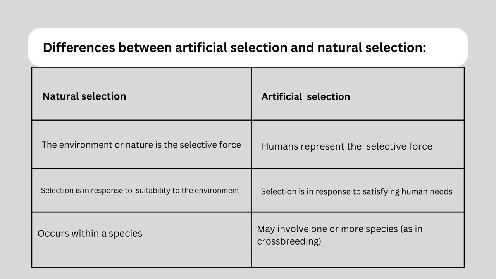Differences between artificial selection and natural selection. Natural selection: the environment or nature is the selective force. Artificial selection: humans represent the selective force. In natural selection, selection is in response to suitability to the environment. In artificial selection, selection is in response to satisfying human needs. Natural selection occurs within a species; artificial selection may involve one or more species, as in crossbreeding.